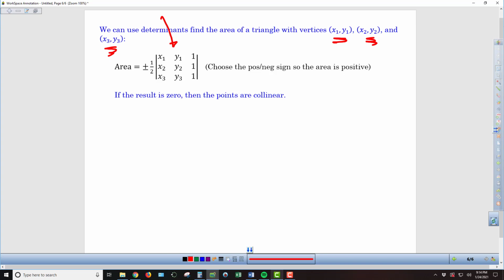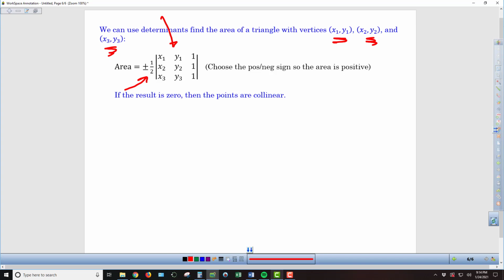Then we find the determinant of that matrix and multiply it by either positive or negative 1/2 in order to make sure that we get a positive result, because area has to be a positive number. So half of the value of that determinant is going to give us the area of that triangle. That can be a useful tool if we're dealing with 3 points in a coordinate plane and they don't make a right triangle, since finding the area of a triangle would be pretty difficult otherwise. So this is a clean way for us to get that result.